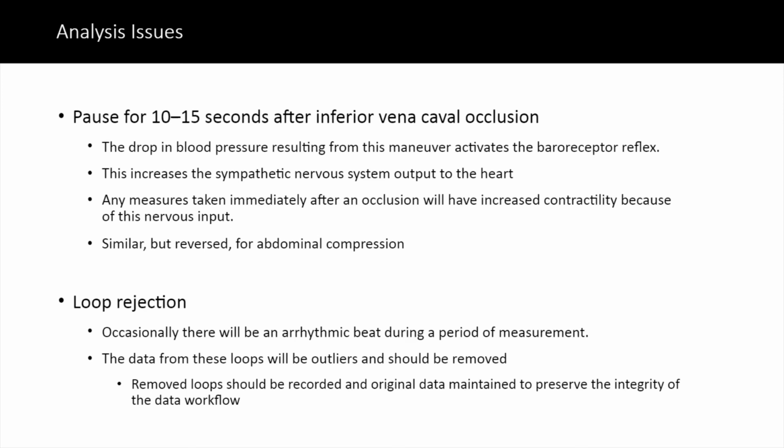This is where maintaining our data integrity becomes important. If you're going to be throwing out loops, you need to make sure you note which loops you're throwing out and that they're recorded. This is really just to preserve the integrity of the data workflow. It's a huge issue in industry, where the FDA is going to want to look at all your preclinical data, and if you're throwing out loops, that could be a big problem. But if you can identify, okay, here's why we threw this loop out, that will placate them to some degree.